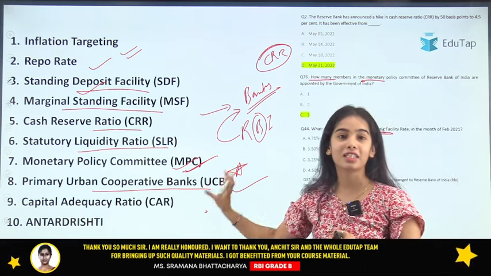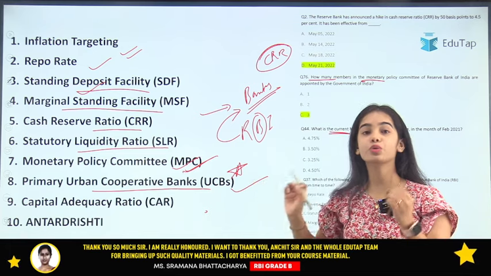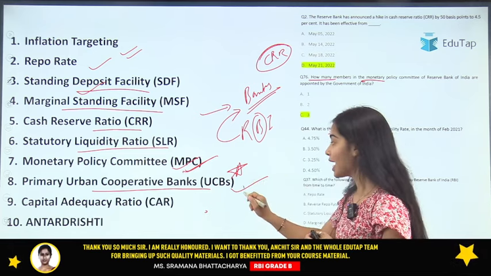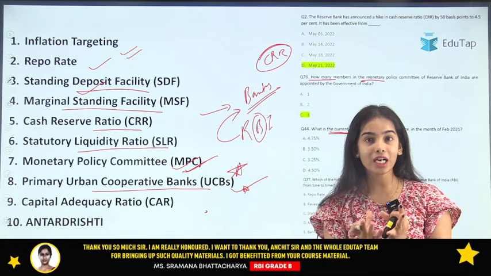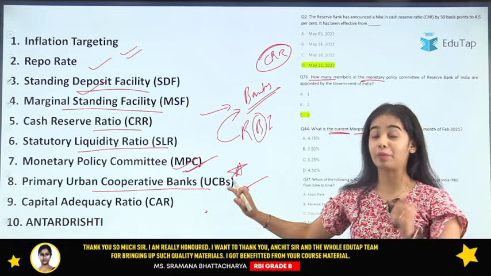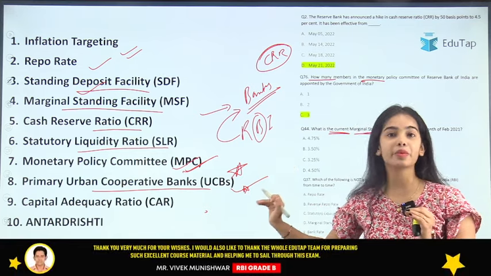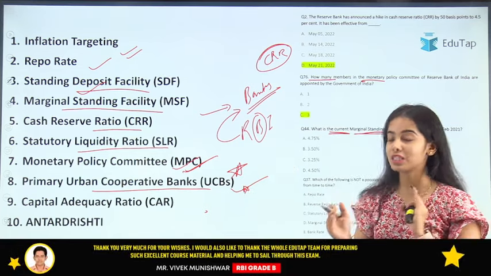This is the term, like the primary urban cooperative banks. You need to have the basic understanding about this, and the news articles that are revolving around it become very important. Too much news is coming regarding the primary urban cooperative banks in the past 3 to 6 months.